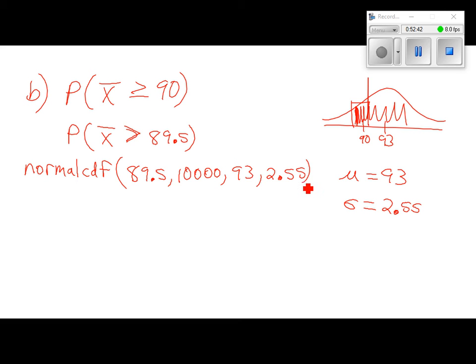Punch all that in. Before you do that, if 93 is our mean, and we're down here at 90 saying everything above 90, what kind of probability should you get? Should be a lot, shouldn't it? It's going to be more than 50% for sure. What'd you come up with? 0.915? Yep. Does everybody agree with that?